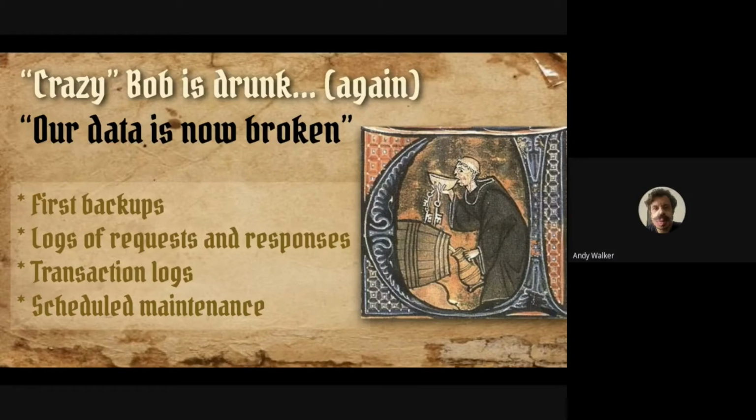So you have the first backups of the information. And in fact, what they do is every Sunday they stop taking requests and they close the shed to copy the data and have a backup, so that they have a point to recover to.